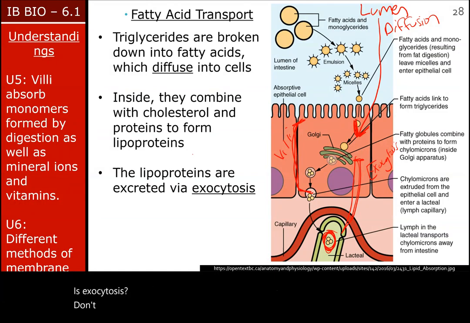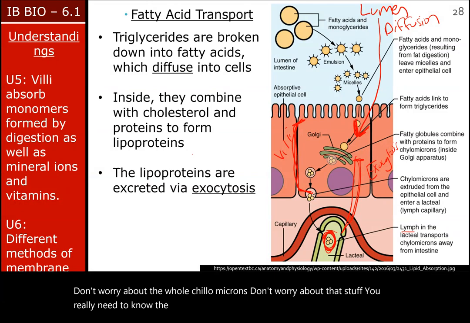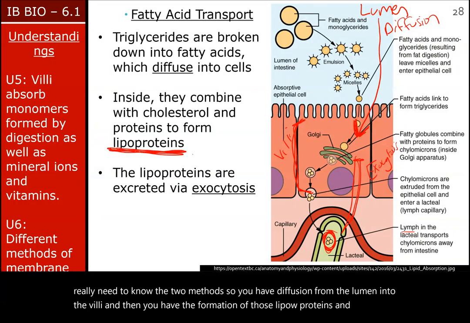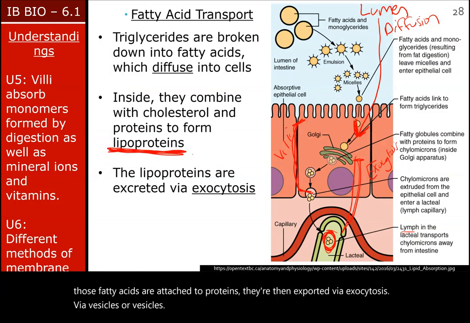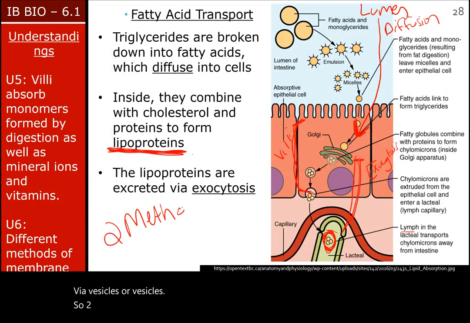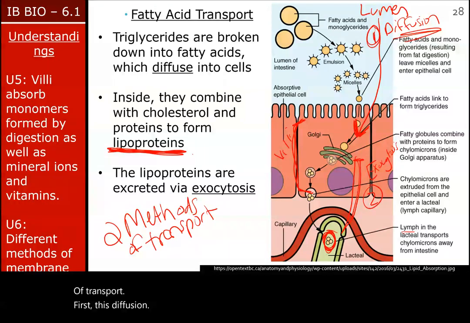Don't worry about the whole chylomicrons. Don't worry about that stuff. You really need to know the two methods. So you have diffusion from the lumen into the villi, and then you have the formation of those lipoproteins. And then once those fatty acids are attached to proteins, they're then exported via exocytosis, via vesicles. So, two methods of transport. First is diffusion. Second is exocytosis.